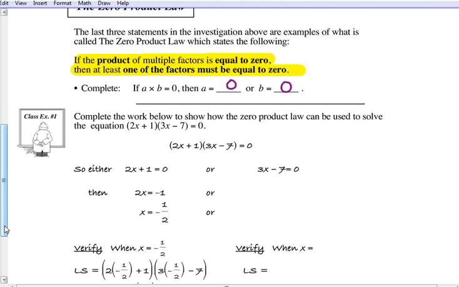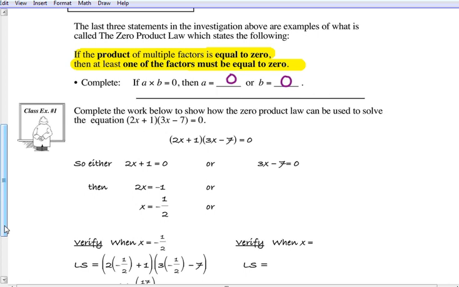Okay, so complete the following. So if we have a factor, what if it looks more complex like that? We still need to figure out when it's 0. So what we do is individually set it equal to 0 and solve for x. So in the first, we have a product between 2x plus 1 and 3x minus 7. So for 2x plus 1, we set that equal to 0, and we're going to solve for x. What would your first step be? Take away 1, and then divide by 2. So x equals negative half.